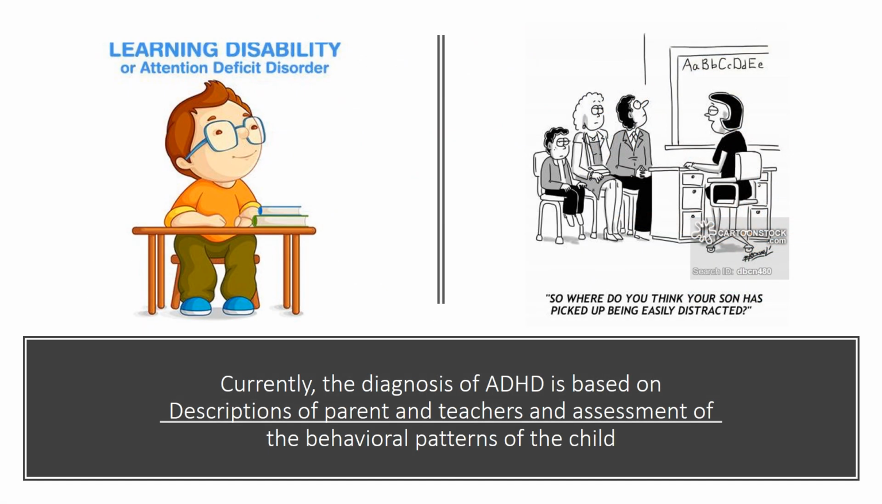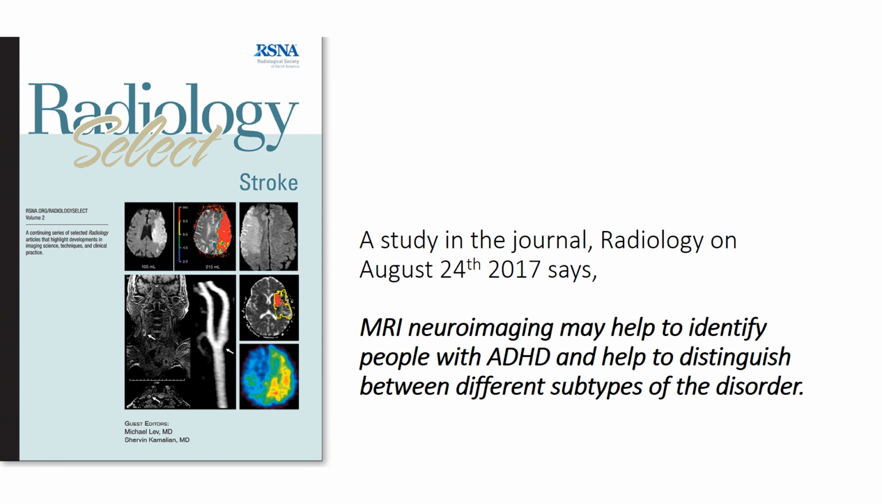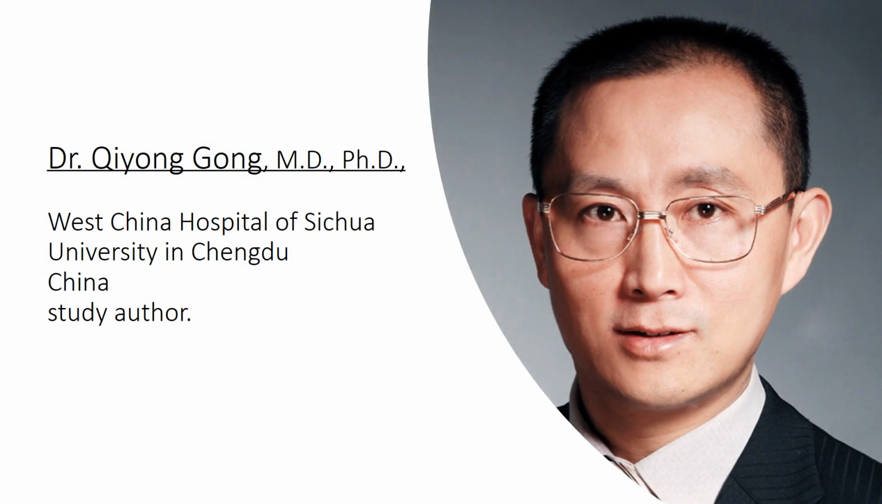Currently, the diagnosis of ADHD is based on descriptions of parents and teachers and assessment of the behavioral patterns of the child. A study in the journal Radiology on August 24, 2017 says MRI neuroimaging may help to identify people with ADHD and help to distinguish between different subtypes of the disorder. Dr. Kaiyong Gong, at West China Hospital of Sichuan University in Chengdu, China, is the study author.